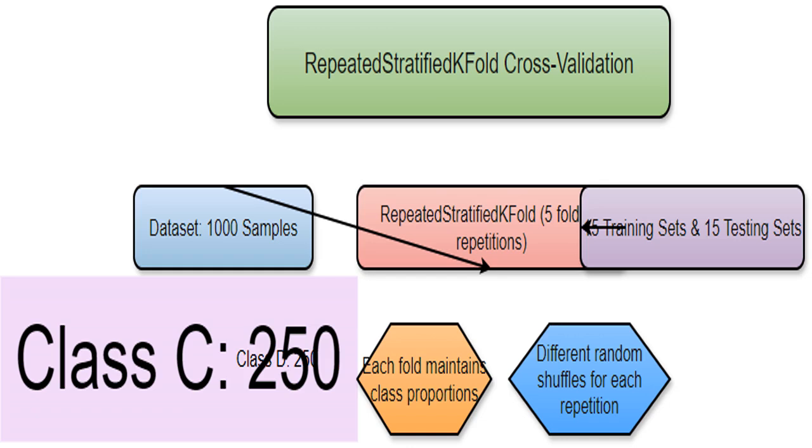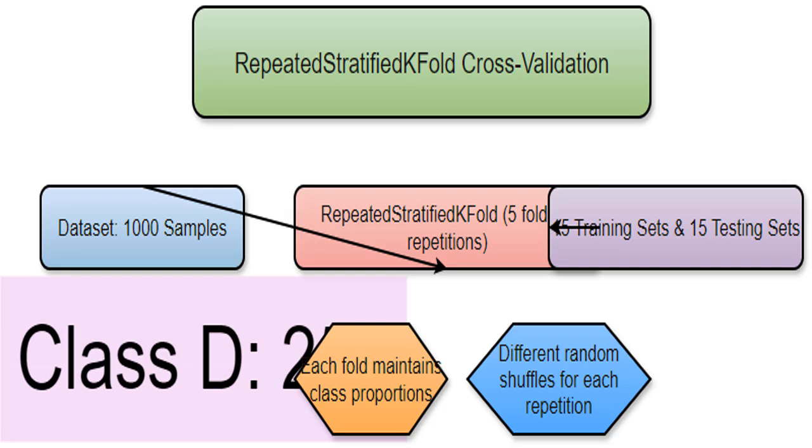Since we have 5 folds and 3 repetitions, that means we will produce 5 times 3 equals 15 different training sets and 15 different test sets. Each repetition uses a different arrangement of the data, leading to 15 different model evaluations. This gives us a much more comprehensive idea of how our model performs. It's like taking multiple snapshots of our model's capabilities across different subsets of the data.